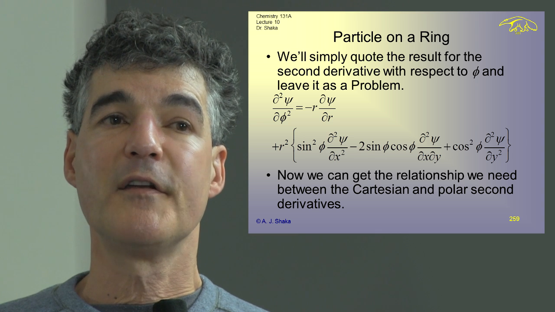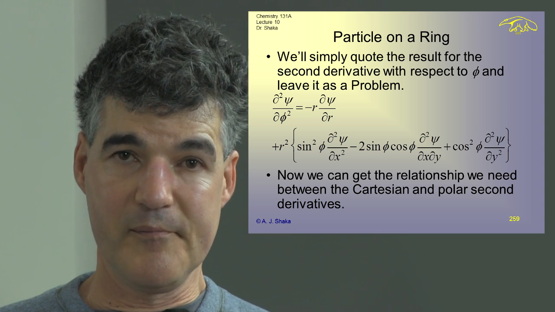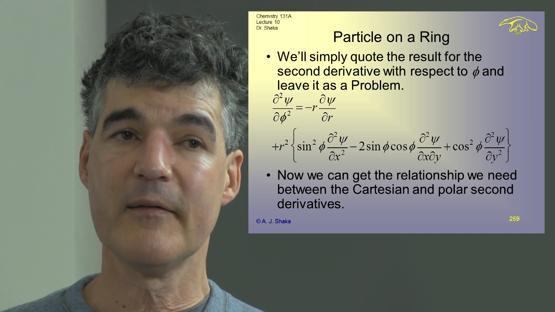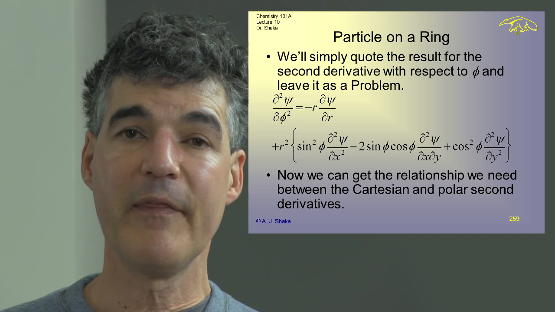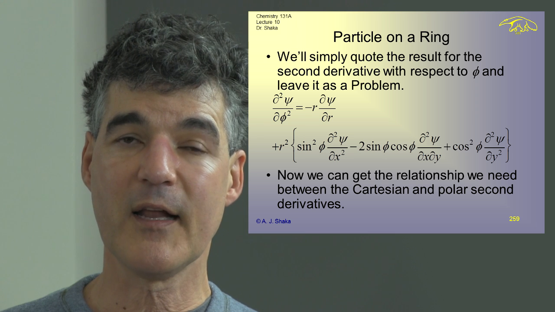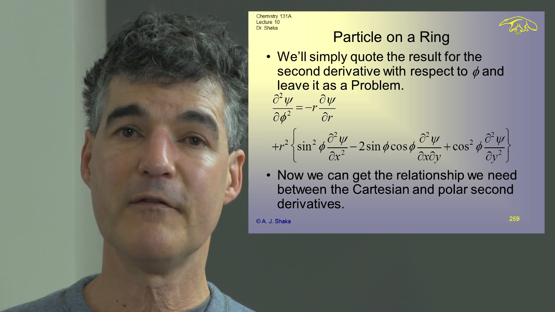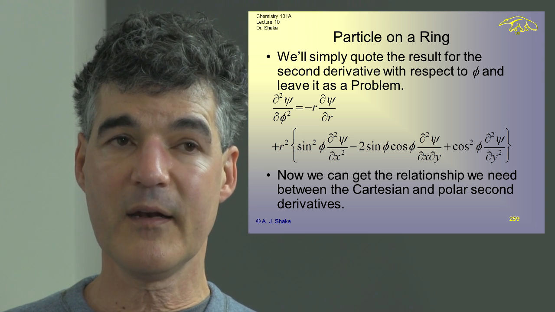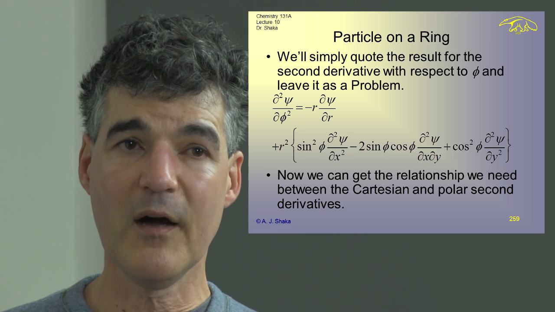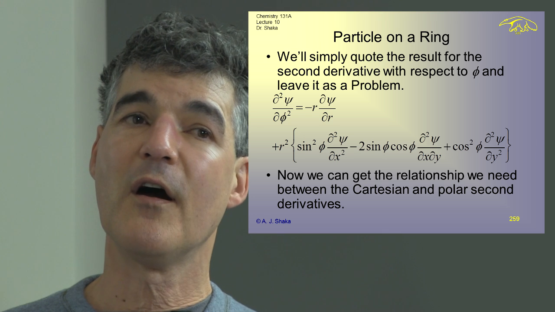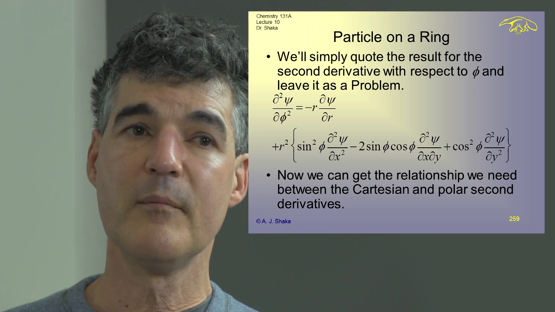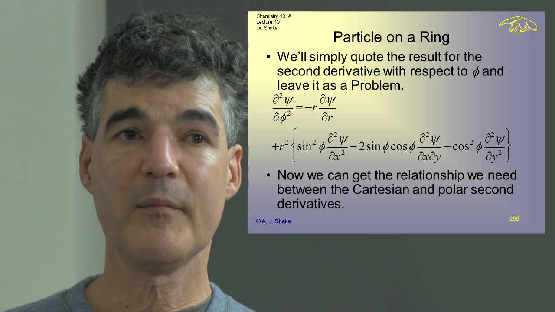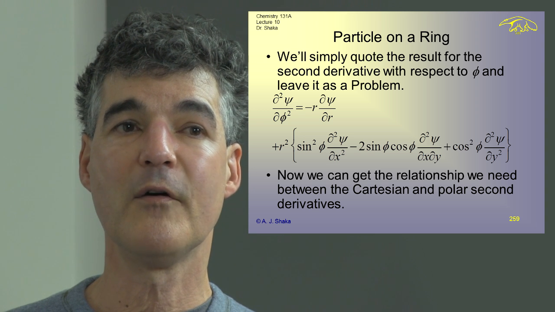The derivative with respect to phi, I'm going to leave as a problem. We do it the same way. We start with d psi d phi, and we write it as the chain rule. And then whenever we have x over r or something like that, we express it in terms of cosine phi and sine phi. And what you'll find is that you get a little bit longer expression here, actually about the same length, but you get minus r times d psi dr plus r squared times 3 terms, which look very similar to the other 3, except slightly different ordering.